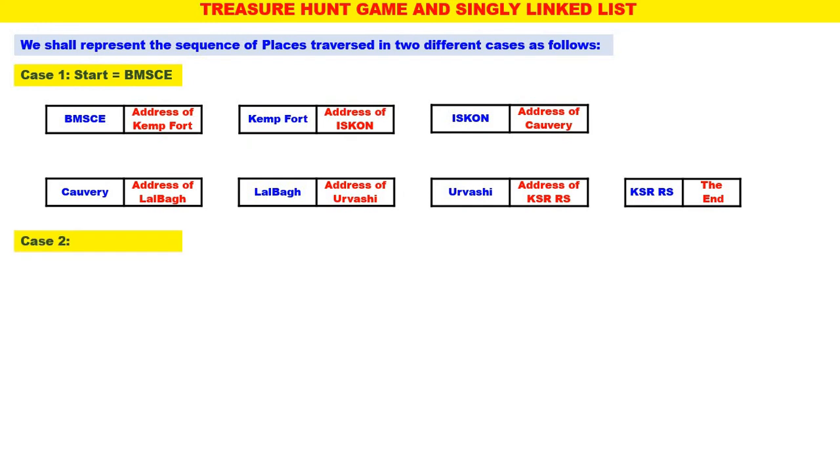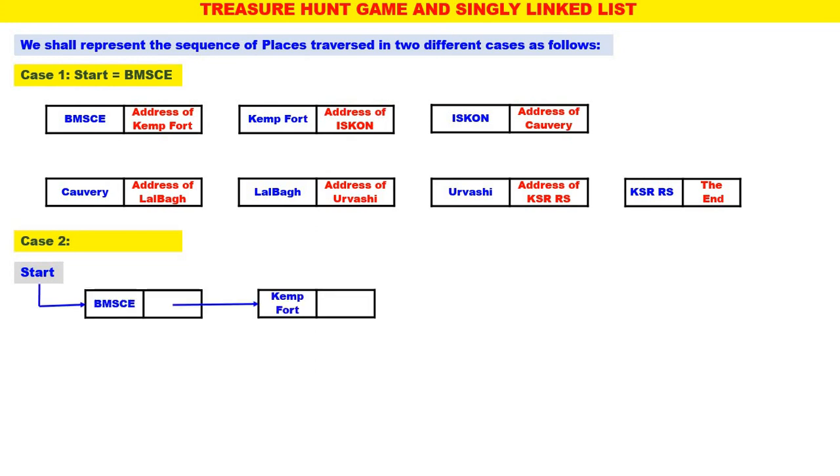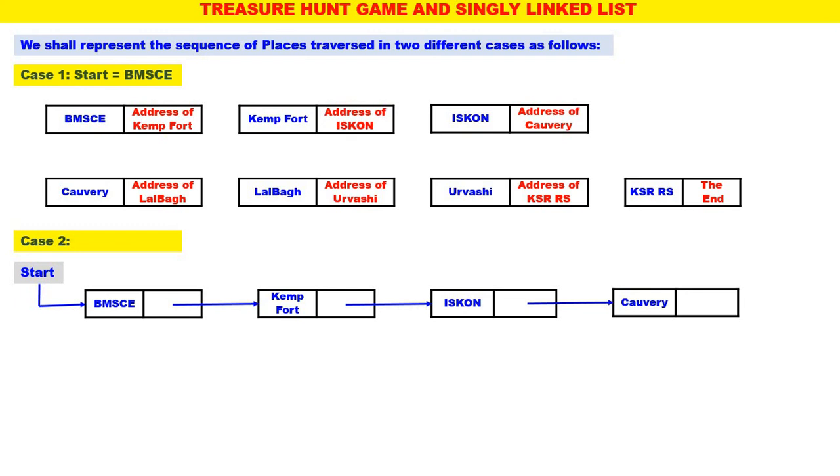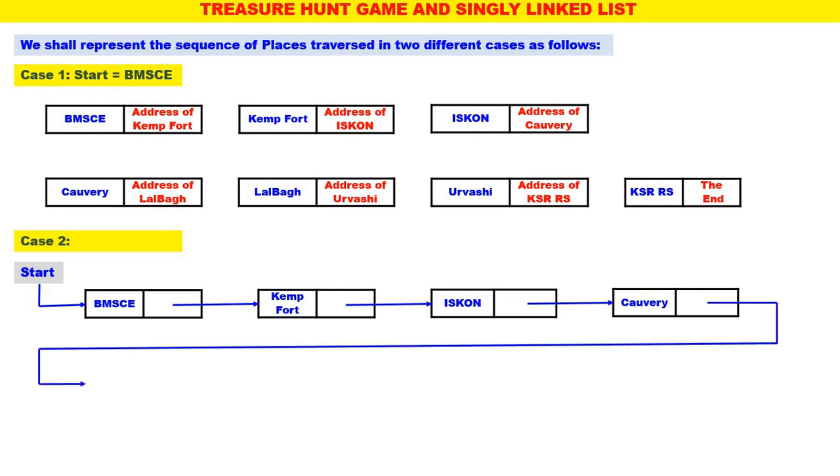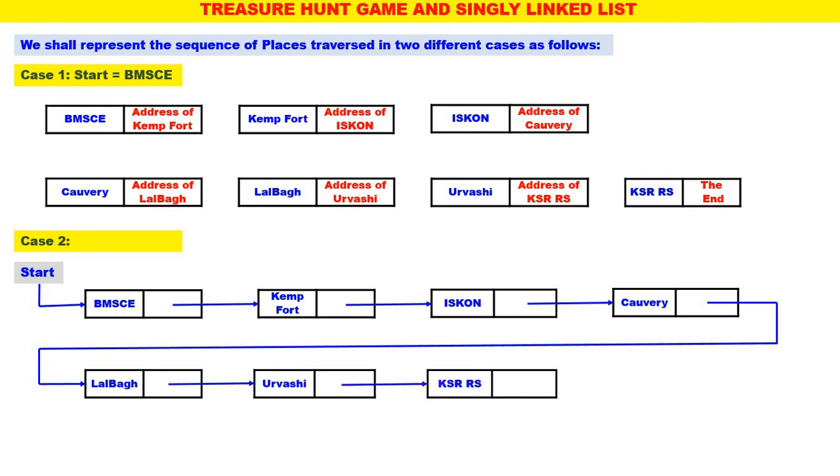What is the other type of representation, case 2? We don't write in English. Instead, we use arrows here. Start. BMSE is the start. At BMSE, we get the address of Kemp Fort. At Kemp Fort, we get the address of ISKCON. At ISKCON, we get the address of Kaveri Theatre. At Kaveri Theatre, we get the address of Lal Bagh. At Lal Bagh, we get the address of Urvashi. At Urvashi, we get the address of Krantivira Sangolli Rayanna railway station, and we write that slash. That is the end. That is null.